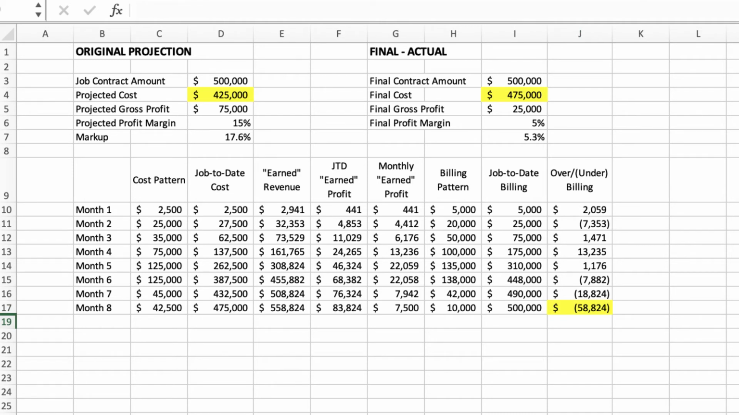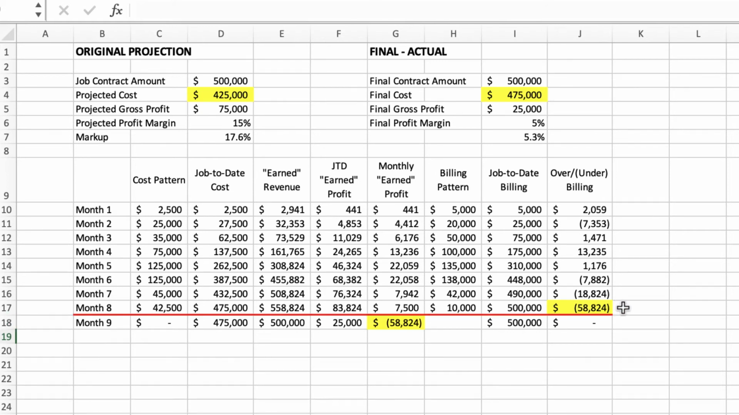So when that happens, you get to the end of the job, you have an extra, say, $50,000 of costs, you can't bill for it, and your reports are not showing it yet. Then what happens is when your job gets closed out in the system, that underbilling of $58,000 in this case is going to show up as a negative profit number in the month that the job gets closed out. As you can see, the earned monthly profit is moving along 4,000, 6,000, 13, 22, 22, 7, 7, and then it gets corrected at the end.